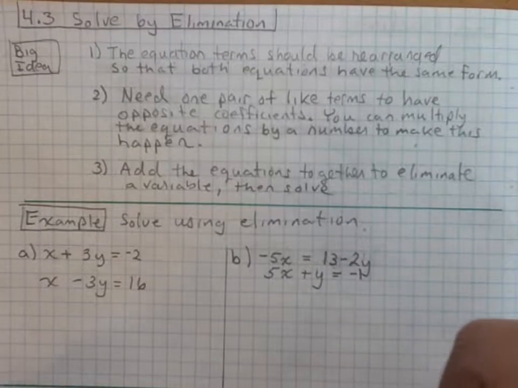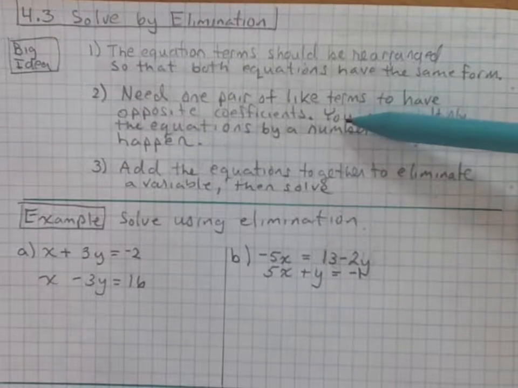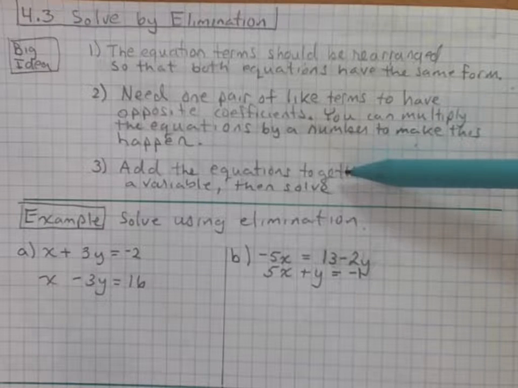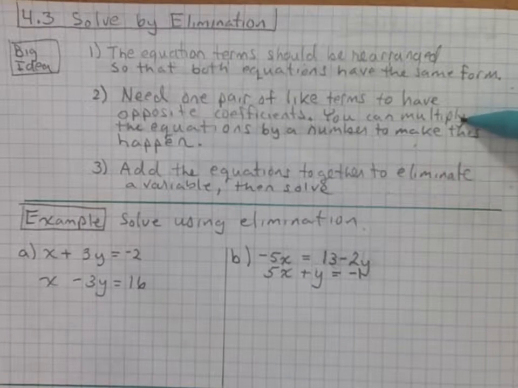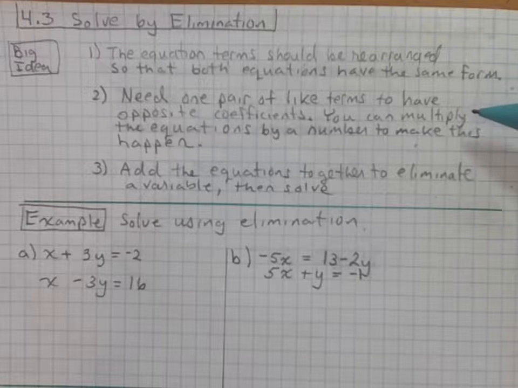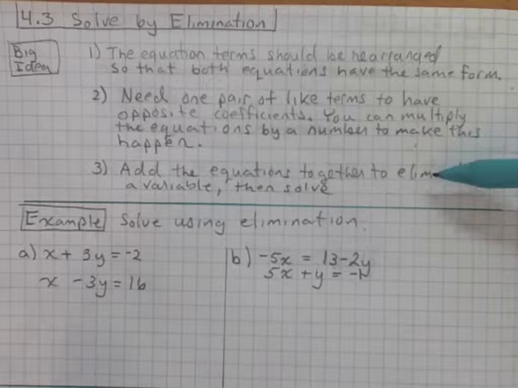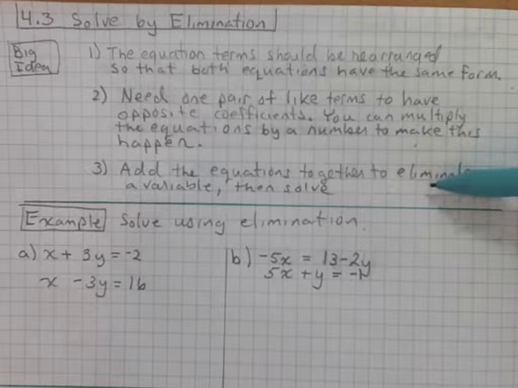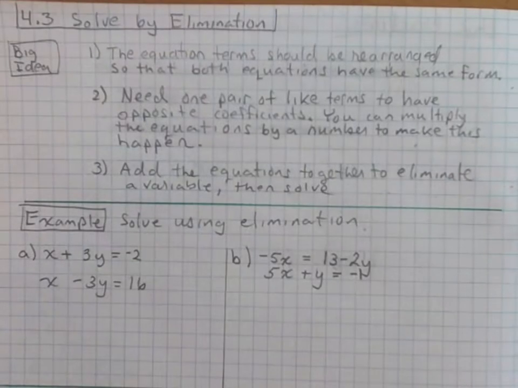Variable lines up over variable, the equal sign lines up over itself, the constant number over itself, that sort of thing. Second step, we need one pair of like terms to have opposite coefficients. And you may need to do some multiplying right here. It says you can multiply an equation by a number to make this happen, so I'll show you how that works. And then finally, you're going to add the equations together, which will eliminate a variable, and then you solve for the remaining variable. Let's see how this plays out.